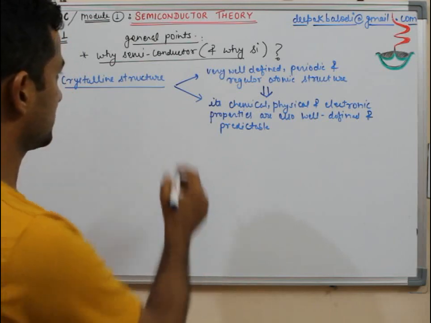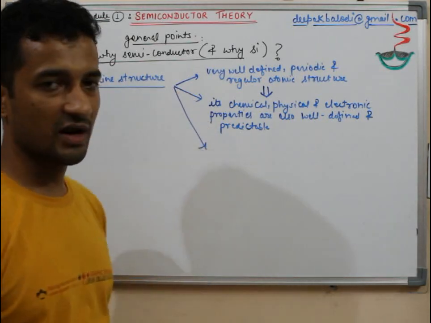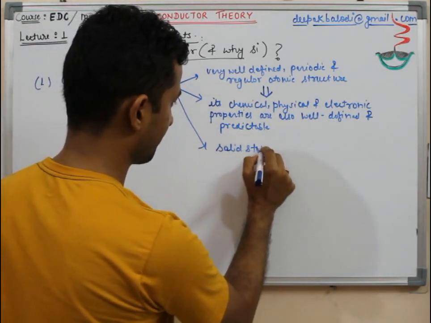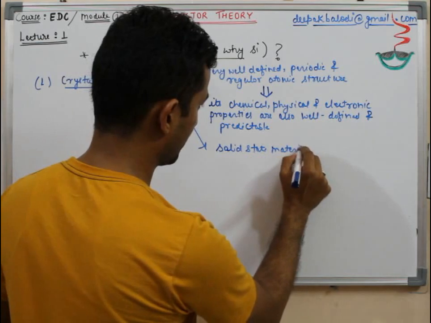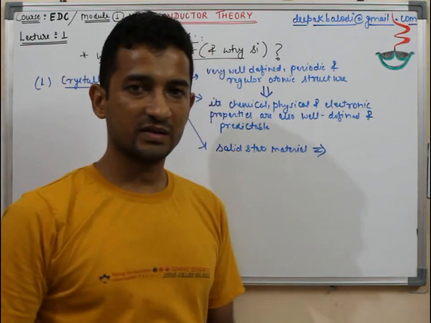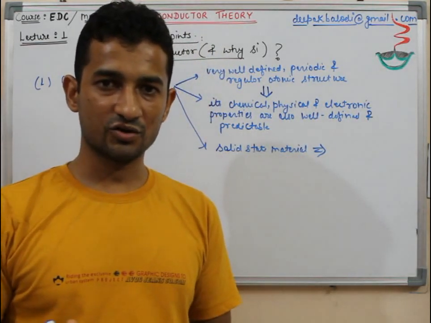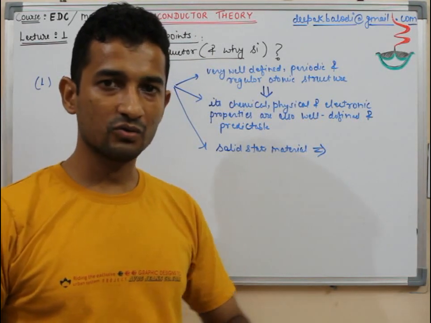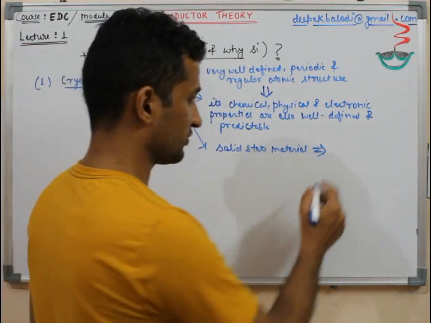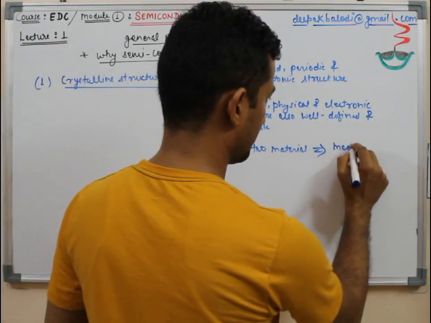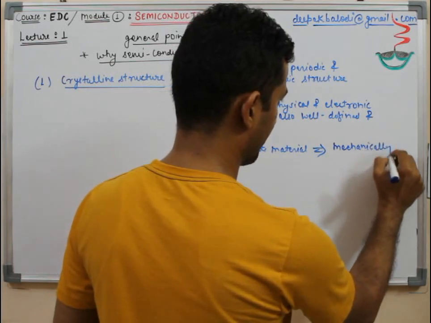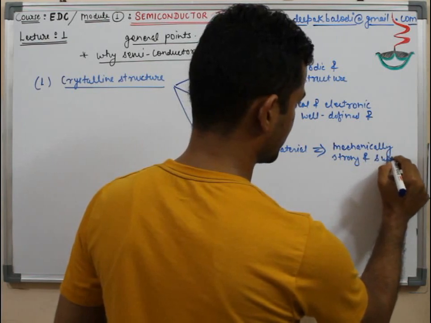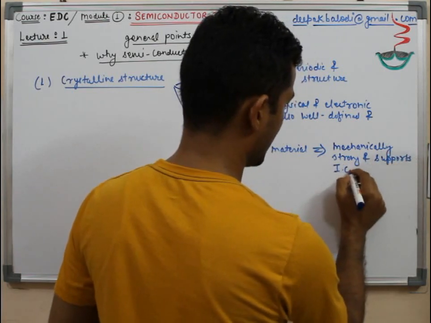And also, once a material has a crystalline nature, it is basically a solid state material. So it provides a good mechanical base, a mechanically strong background to start with. So it is mechanically strong and supports IC technology.